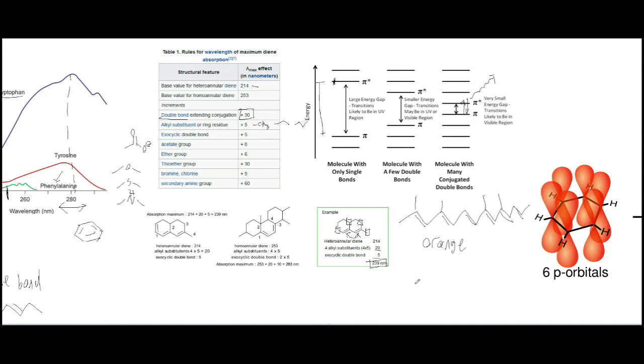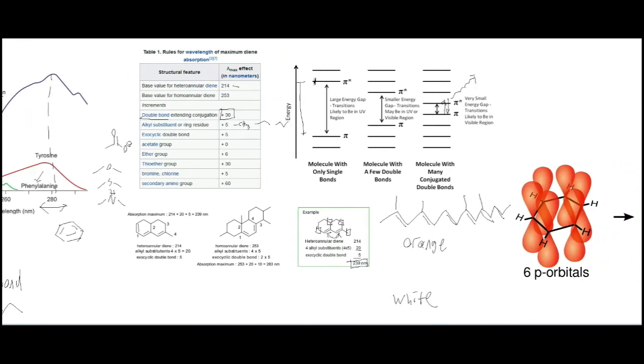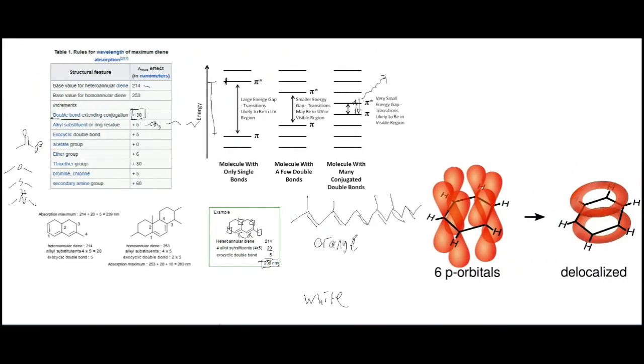If you just buy some powdered amino acids, they'll probably look white because they don't have enough conjugation to drop out of the UV range into the visible range. But as you keep adding more and more conjugation, then you will start seeing things in the visible range. And so that's why if you look at the molecules for different colored dyes, they will oftentimes have lots of double bond conjugation.